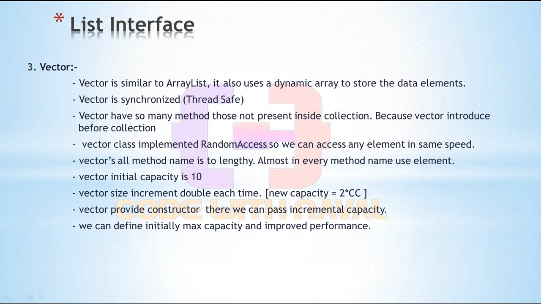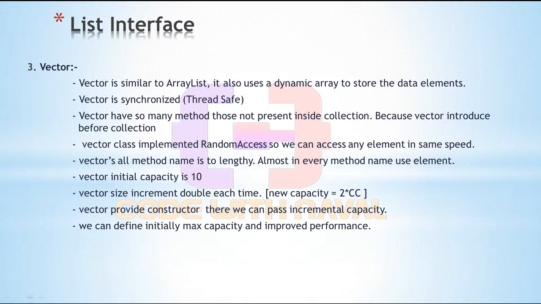Vector's initial capacity is 10. Vector size increments by double each time. If the current capacity is 10 and we try to insert the 11th element, it will create a new array with capacity 20. If the current capacity is 20 and we try to insert the 21st element, it will become 40, then 80, and so on.